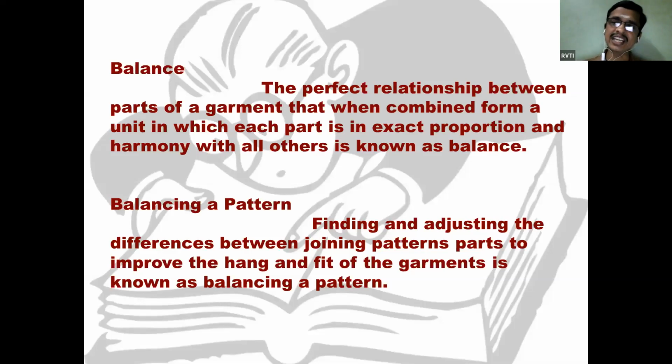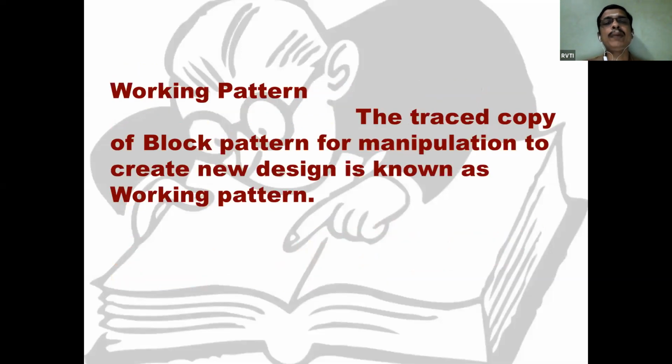So we have to imagine that we are going to construct a garment using a thick material without even a single stitch of 1 millimeter. In that way, we have to imagine and prepare the pattern. And working pattern is normally what industries use. Working pattern means a traced copy of the block pattern for manipulation to create new designs.